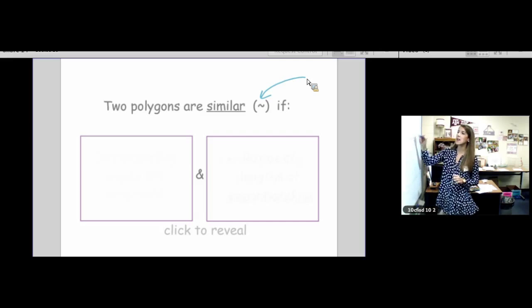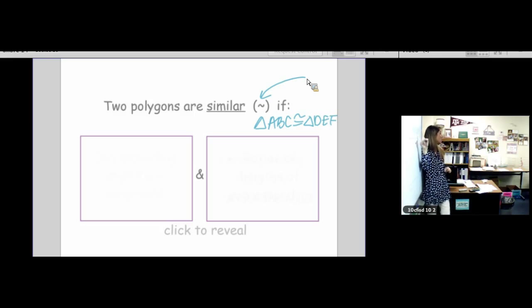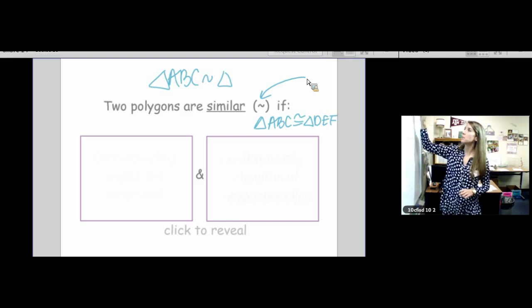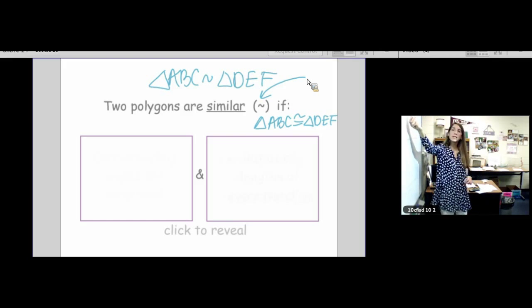So if I said that two triangles were congruent, I would say ABC is congruent to DEF. And I would use that symbol, an equal sign with a squiggly on top. Now, if I want to say that two triangles are similar, I do the same exact thing, but I just put a squiggly. So what does this symbol mean? Similar. Get rid of the equal sign. They're not equal anymore. They're just similar.